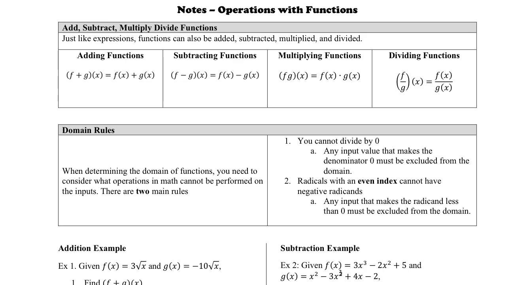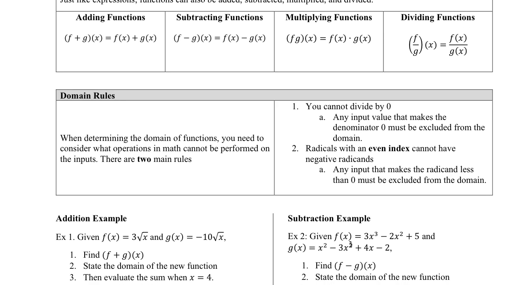So there are a couple rules when you start finding domain. For the domain of functions, you need to consider what operations in math cannot be performed on the inputs. There are two main rules. Rule number 1 is you cannot divide by 0. So any number that makes a 0 in the denominator cannot be included in the domain. Second rule is radicals with an even index, like a 2, 4, 6, cannot have negative radicands. So if it's an even index, you cannot have negatives underneath the radical sign. You can have a 0 or higher, but nothing less than 0.